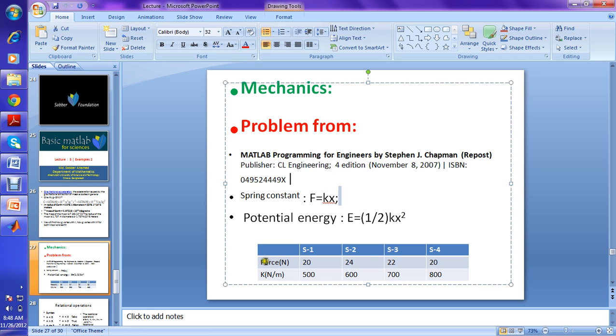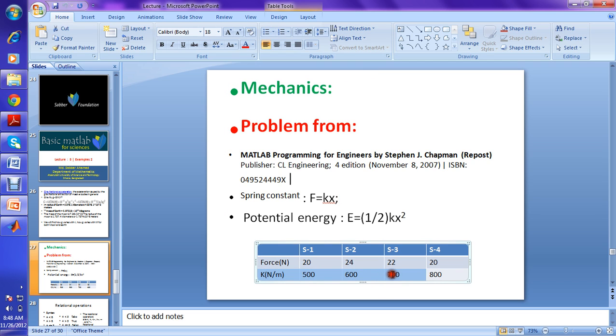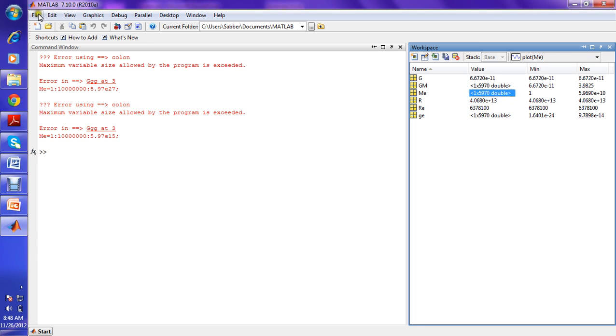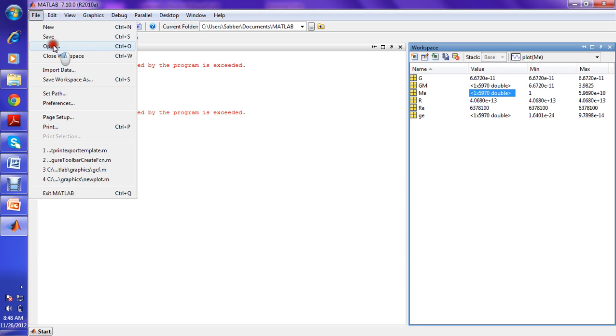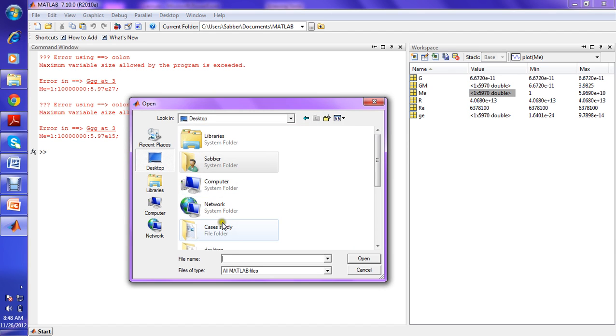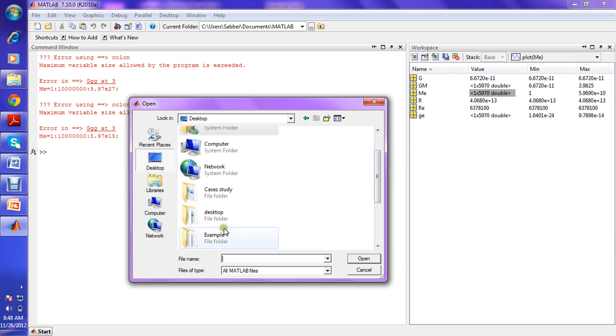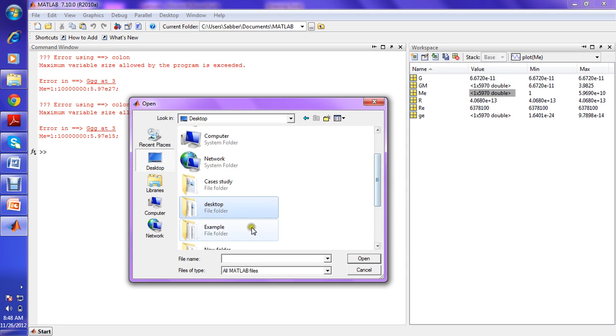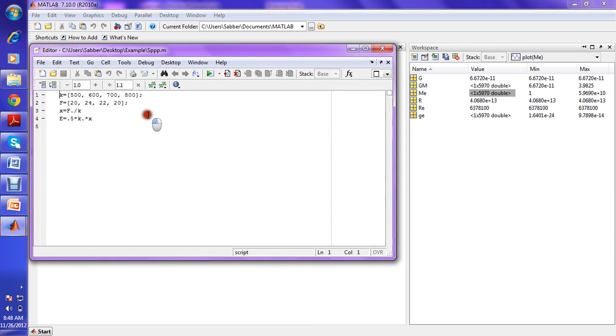So if we are given different spring constants, each is a spring of one material. If we apply different forces to them, what would be the displacement for each constant? We can calculate this. I have made a program for this beforehand so that I can do it easily. Let's open this program on the desktop, in the examples folder, the spring constant file.